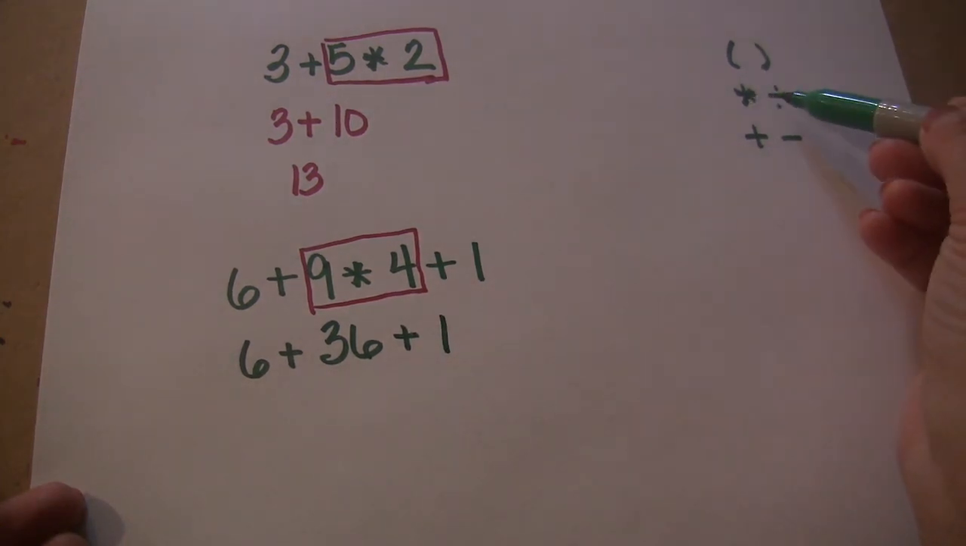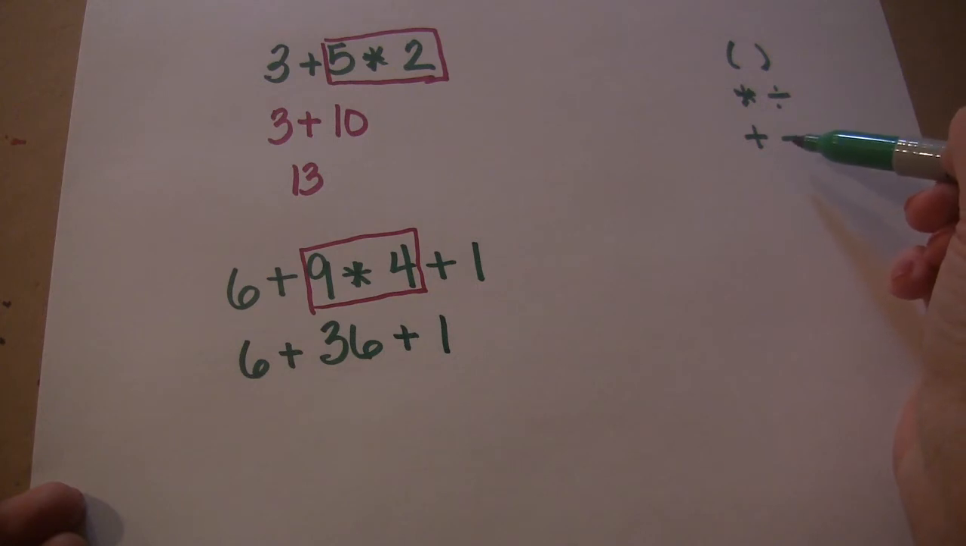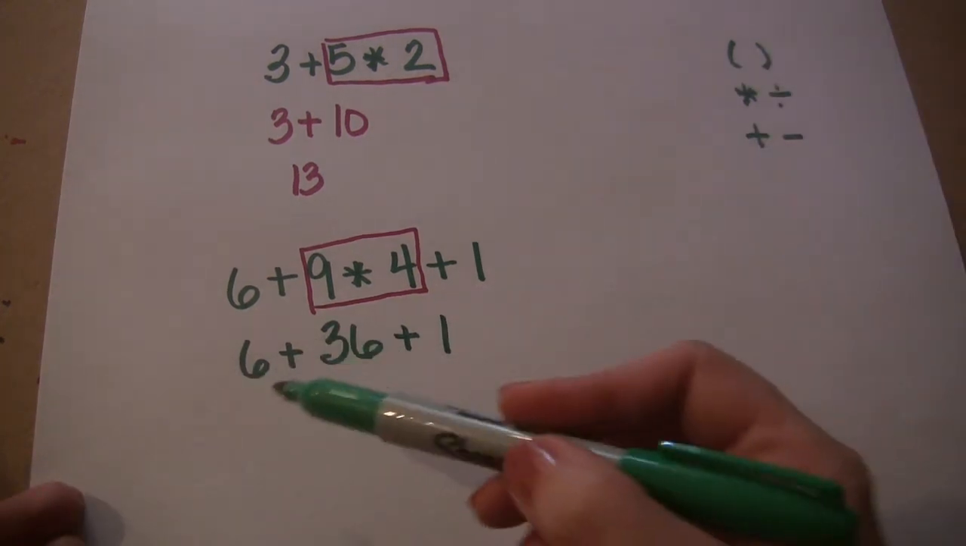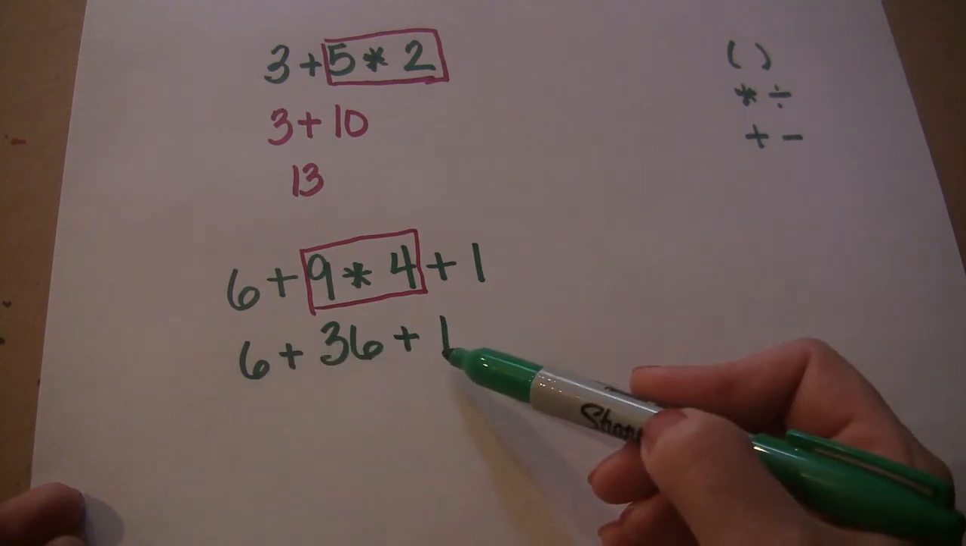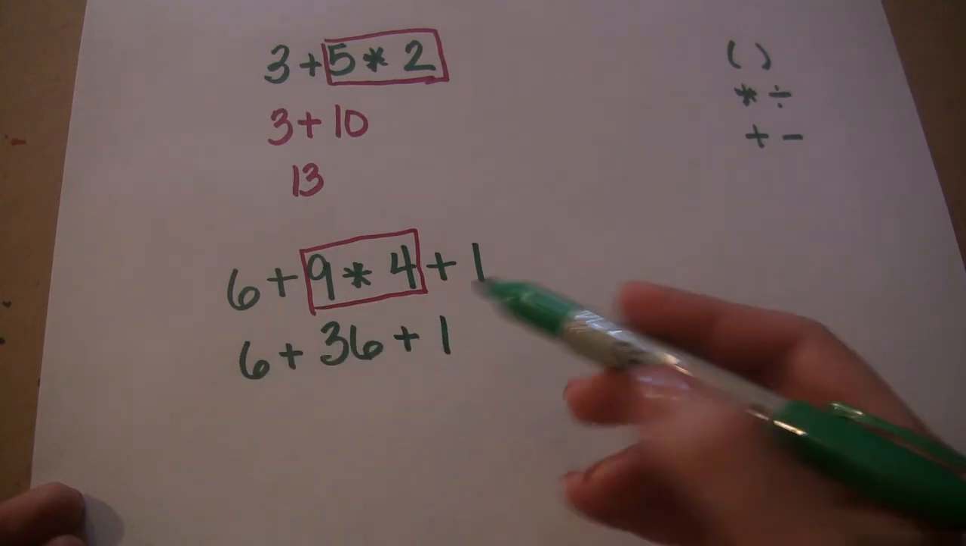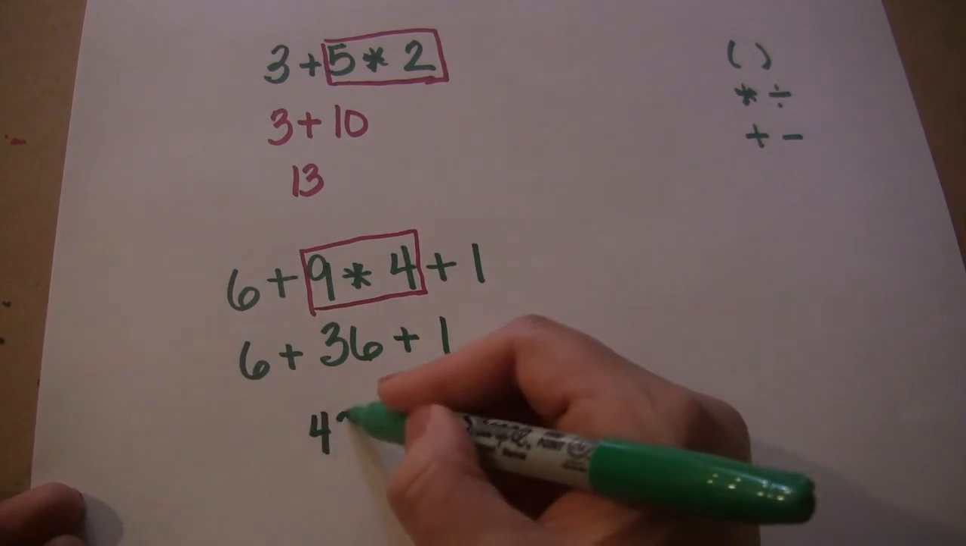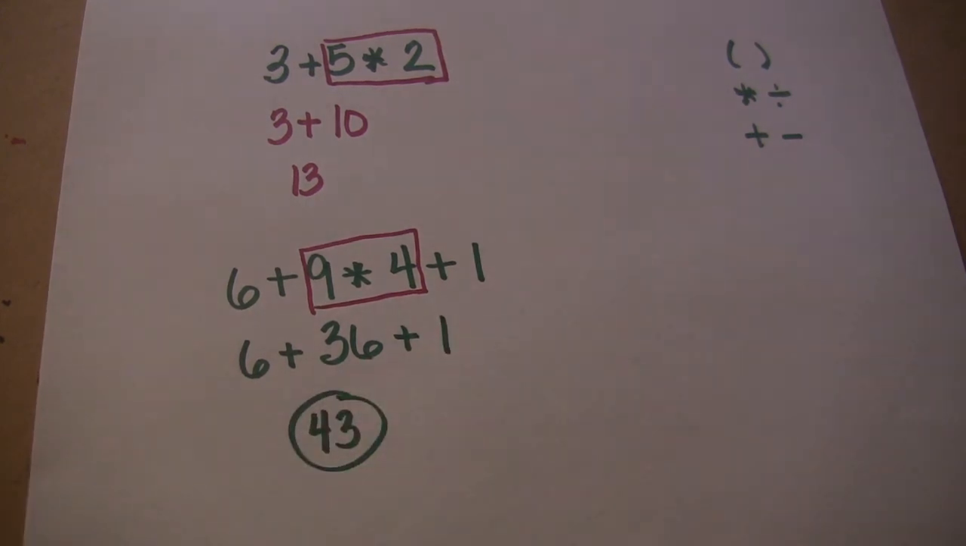Now I've completed the multiplication and division parts. So now I can do any plussing and minusing, any addition or subtraction, which in this case is easy. It's 6 plus 36 plus 1, which is, I think, 43. And that is your final answer.